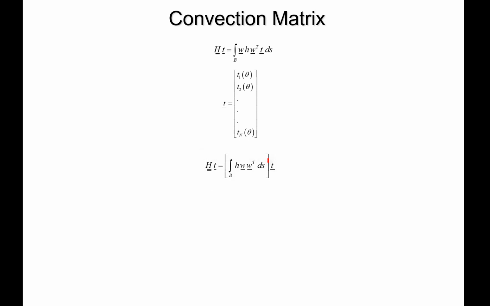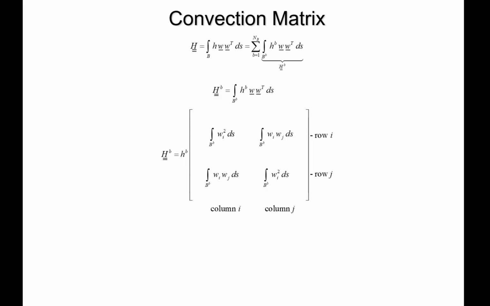So this is T, the T vector, and then this thing in brackets must be the convection matrix, right? So w times w transpose is going to be a matrix. W is n by 1, w transpose is 1 by n, so that's going to be an n by n matrix that we call the convection matrix. So again, we will put this together boundary segment by boundary segment. I'm doing this for a given boundary segment, which means that the heat transfer coefficient is going to be constant along that boundary segment, and it also means that w is only going to have those 2 non-zero elements in rows i and j.